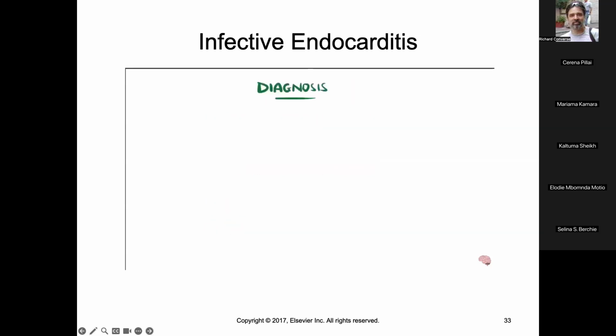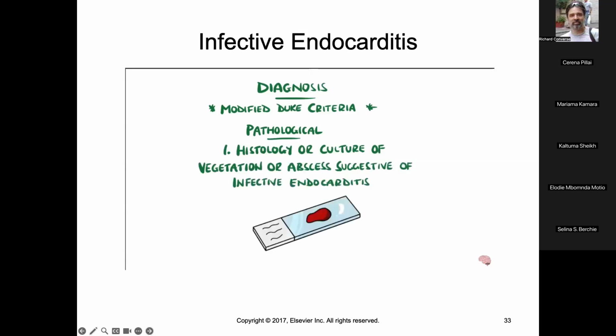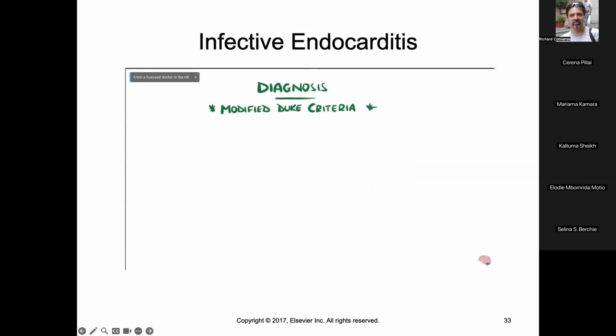The diagnosis is based on a set of criteria known as the Duke criteria, which were revised in the year 2000 and are now known as the modified Duke criteria. They are divided into pathological criteria and clinical criteria, where pathological criteria include histology or culture of vegetation or a cardiac abscess suggesting active endocarditis. If either of these are present, then a definite diagnosis is made.